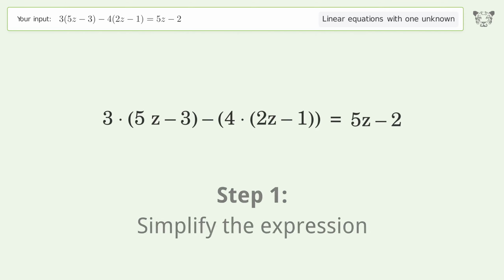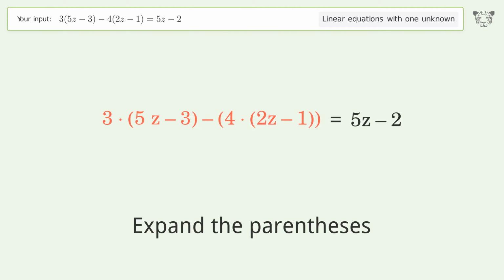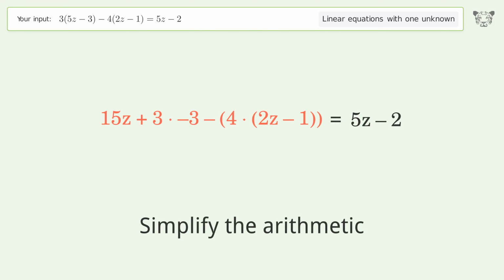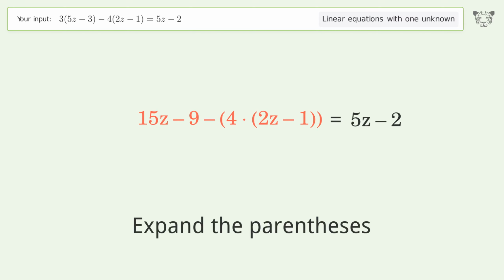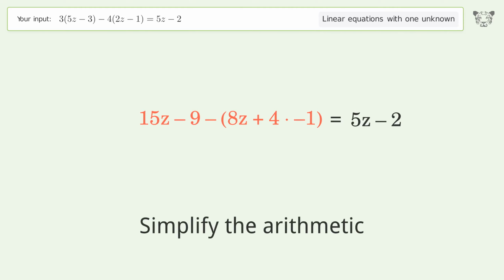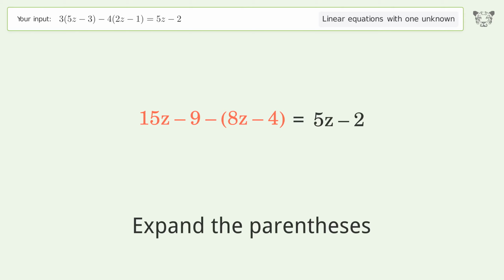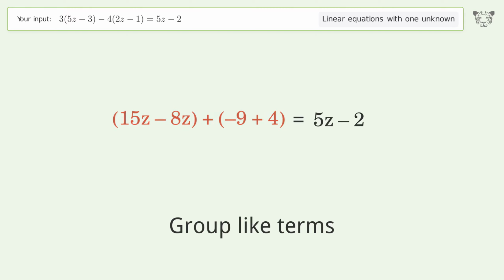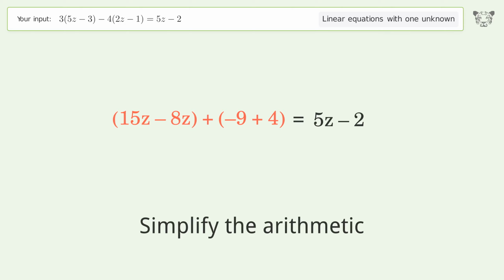Simplify the expression. Expand the parentheses. Multiply the coefficients. Simplify the arithmetic. Expand the parentheses. Multiply the coefficients. Simplify the arithmetic. Expand the parentheses. Group like terms. Simplify the arithmetic.